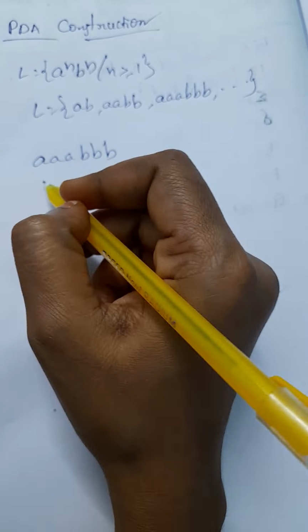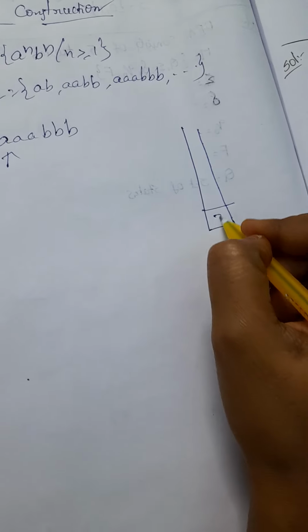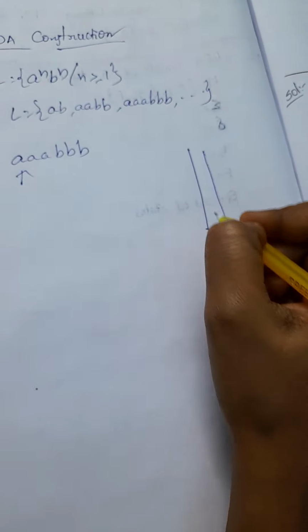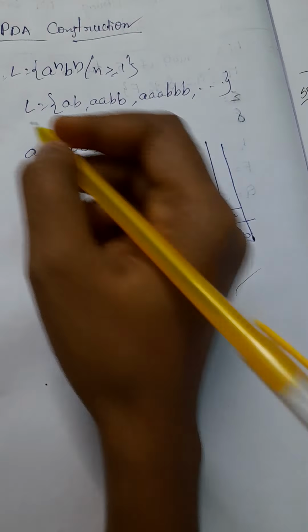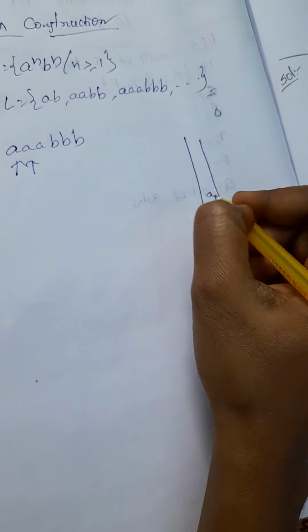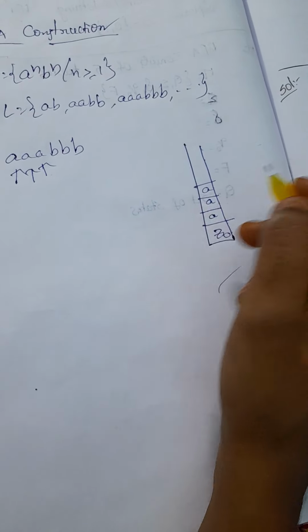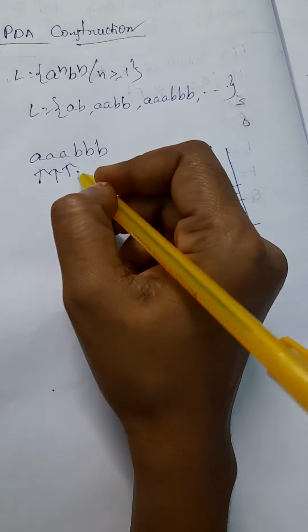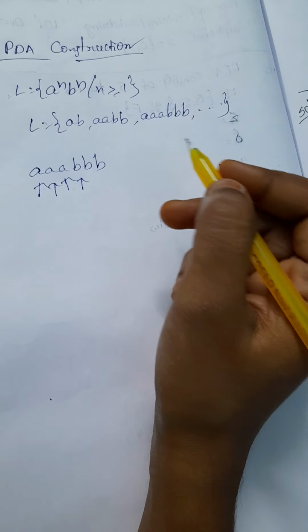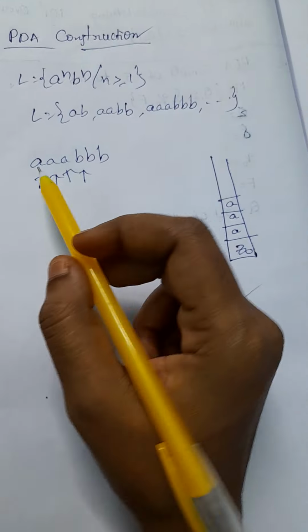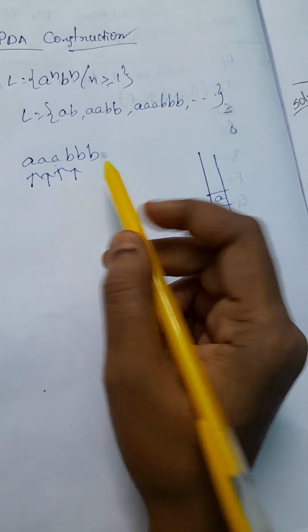Whenever we are reading in a PDA, we will have one stack, with Z0 as the top element. While we are reading A, we push it onto the stack. While reading the second A, it is also pushed, and the third A as well. Each and every A will be pushed onto the stack. And while we are reading each B, we will pop one A. So A means push operation, B means pop operation.